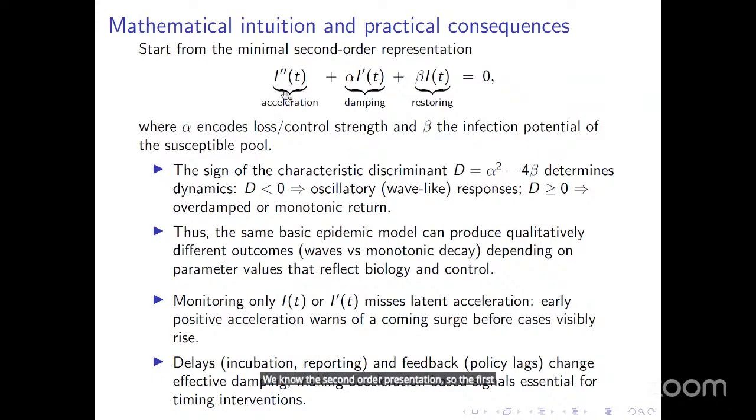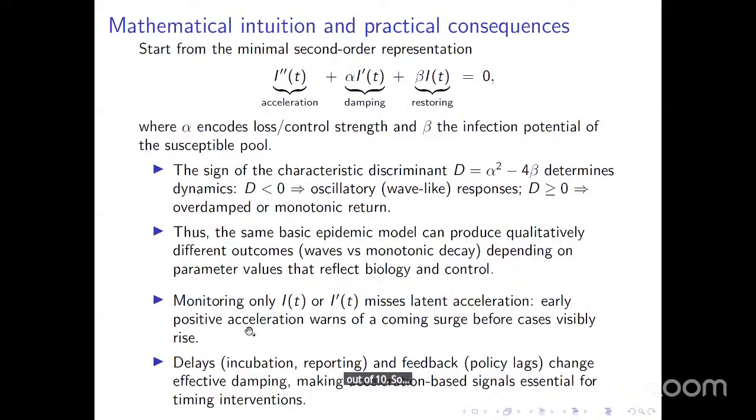The first term is the acceleration, the second derivative. Then the first derivative has the damping term, and then the restoring term. Of course, alpha is the loss or control strength, and beta is the infection potential of the susceptible pool. Those are the two parameters we are already familiar with. The sign of the characteristic determinant, D, determines the dynamics. If D is less than 0, we have an oscillatory, wave-like response. If D is greater than or equal to 0, we have an overdamped or monotonic return.